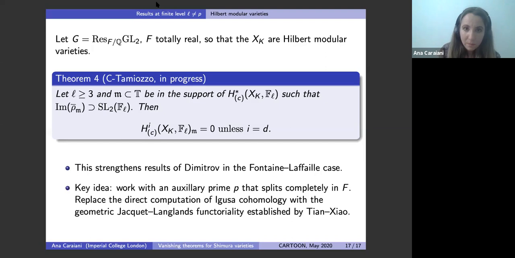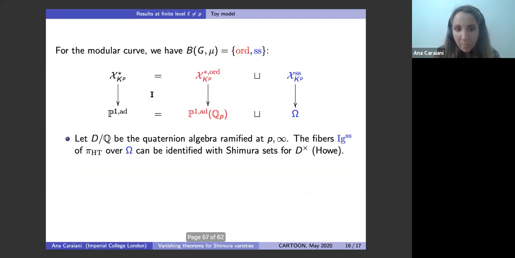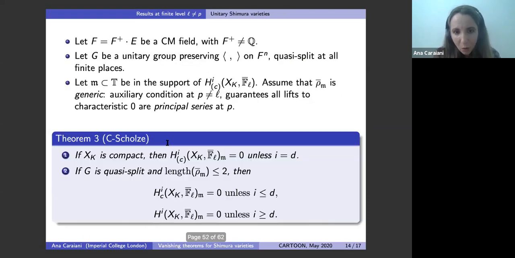So there's one question, Anna, about you said for theorem 3 that rho sub m should be generic. Is there a way to relax that? Well, in this generality right now, not that I know of, but for these Harris-Taylor Shimura varieties, Boyer relaxes that. Of course, if he relaxes that, he gets cohomology in more than just the middle degree.